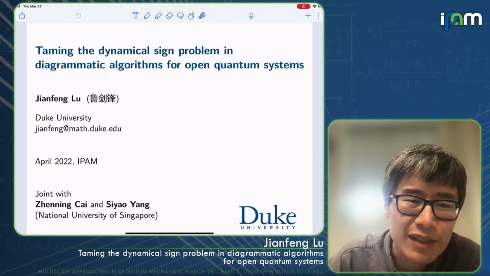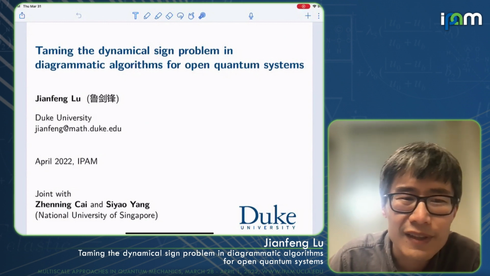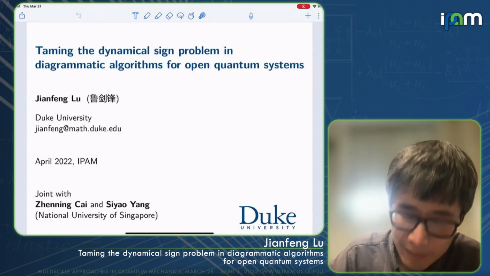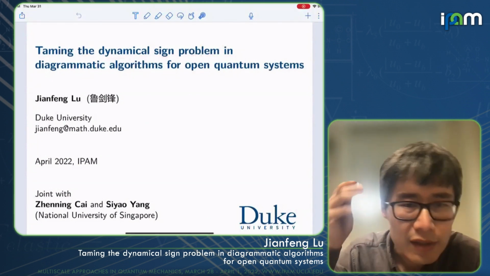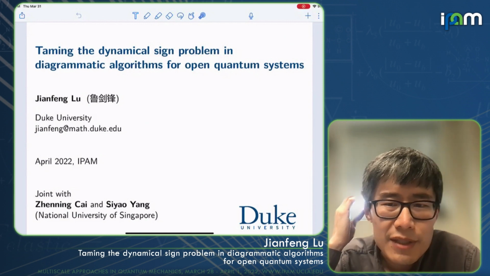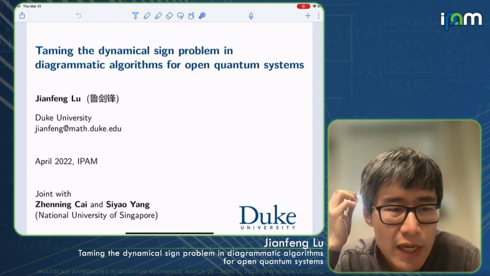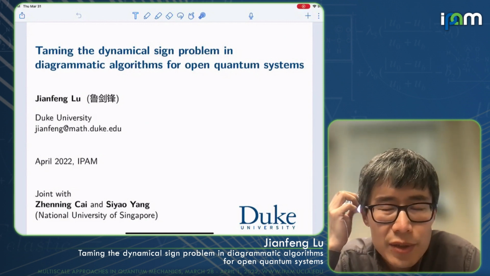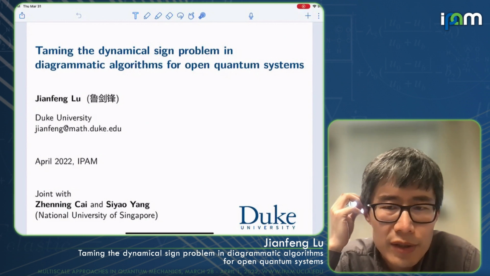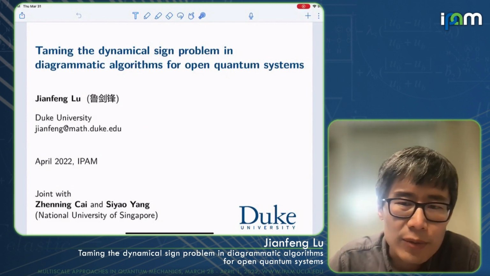But on the other hand, it's also more challenging because you have a completely different beast of sign problems, which is the dynamical sign problem, which I want to illustrate a little bit of our understanding of. This is a collaboration with Zhenning and his student Siyao Yang, which has been ongoing for quite a few years.